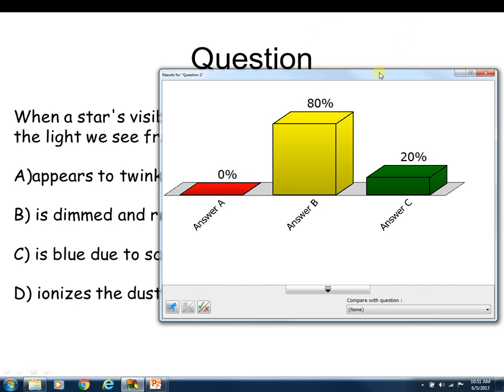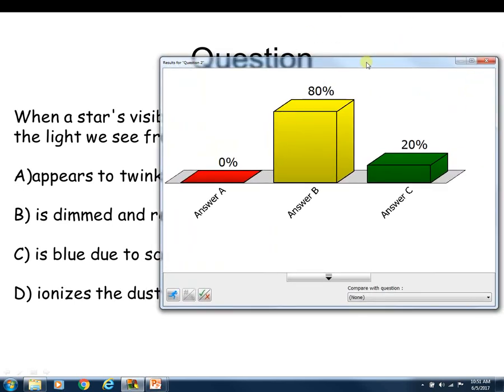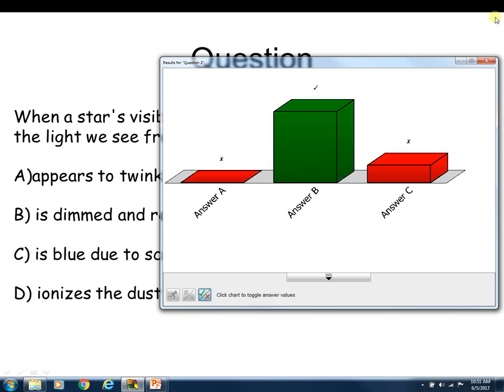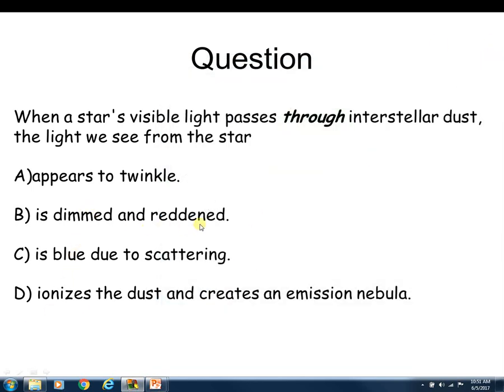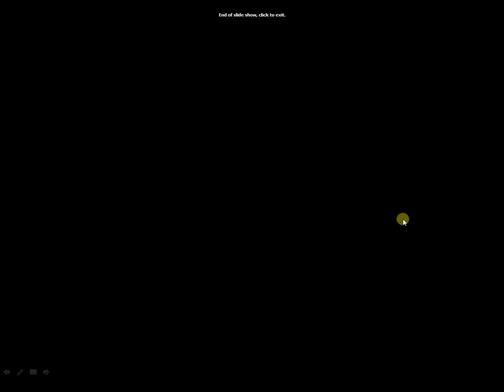Okay, so looks like most of you said B, and that is the correct answer. When you have light actually going through, it's going to get dimmed and reddened. Those were the two effects that we talked about with the dark nebula, or with any kind of nebula in which the starlight can pass through in any way. Yeah, so the twinkling is really only an atmospheric effect when we're looking through it on Earth. The blue wouldn't be due to light going through it. It would be scattered light. And then the emission nebula, again, is not really light going through. It's glowing of its own accord there.